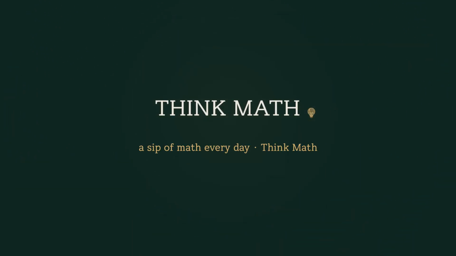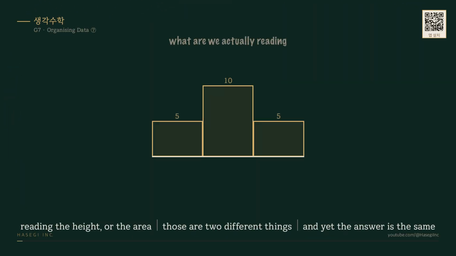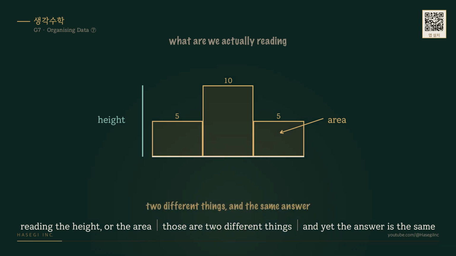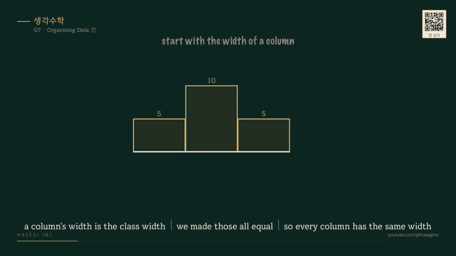Think math. When we look at a histogram, what are we actually reading? The height of a column or the area it covers? Those are two different things. And yet, in a histogram, oddly, you get the same answer either way. Why should that be? Start with the width of a column.